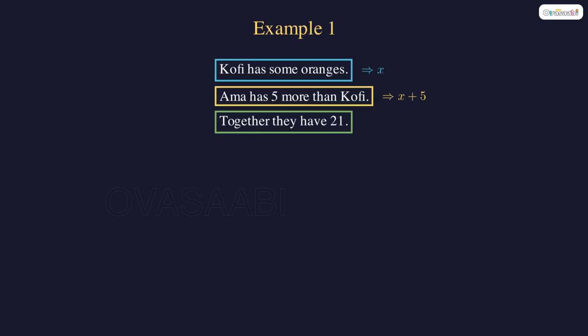Example 1. Kofi has some oranges. We don't know how many, so we call it x. Amma has 5 more than Kofi, so Amma has x plus 5. Together they have 21.